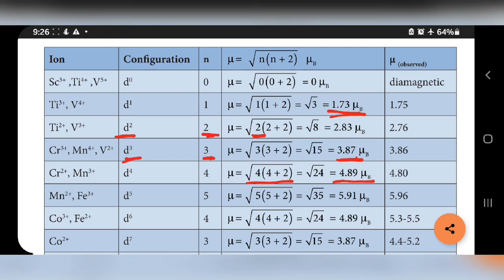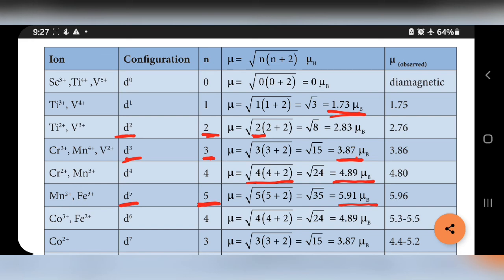And for Mn 2 plus and Fe 3 plus, the electronic configuration is D5. It contains 5 unpaired electrons. So n equal to 5. So root 5 into 5 plus 2, that is root 35. Root 36 means 6. So root 35 means less than 6, that is 5.91 Bohr magneton.